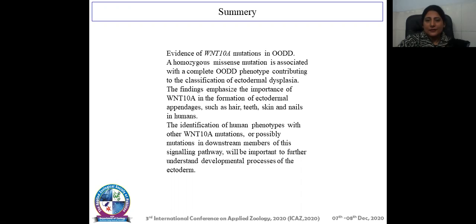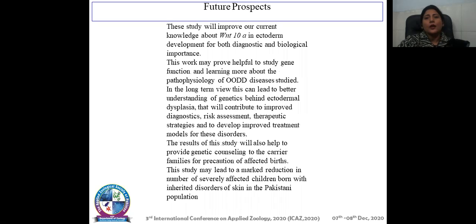The findings emphasize the importance of Wnt10A in the formation of ectodermal appendages such as hair, teeth, skin, and nails in humans. The identification of human phenotypes with other Wnt10A mutations, or possibly mutations in the downstream members of this signaling pathway, will be important to further understand the developmental process of the ectoderm. These studies will improve our current knowledge about Wnt10A in ectoderm development for both diagnostic and biological importance.